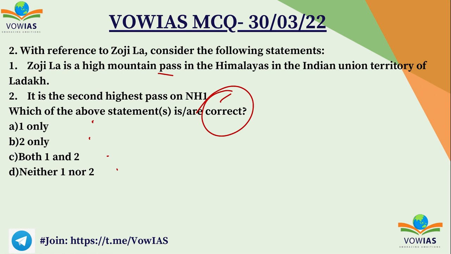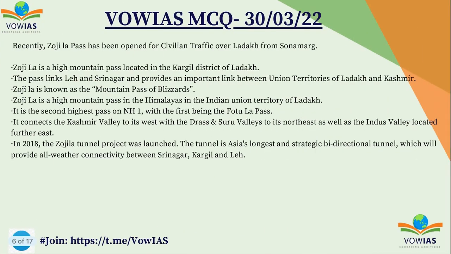So if you see Zojila, the Zojila pass is in Himalayas, as we all know. Here the correct answer is C, both 1 and 2. The Zojila is the highest mountain pass in Himalayas in the Indian Union Territory of Ladakh. This is right. And it is the second highest pass on NH1. This is also right. So recently, the Zojila Pass has been opened for civilian traffic over Ladakh from Sonamarg. That's why this was in news.